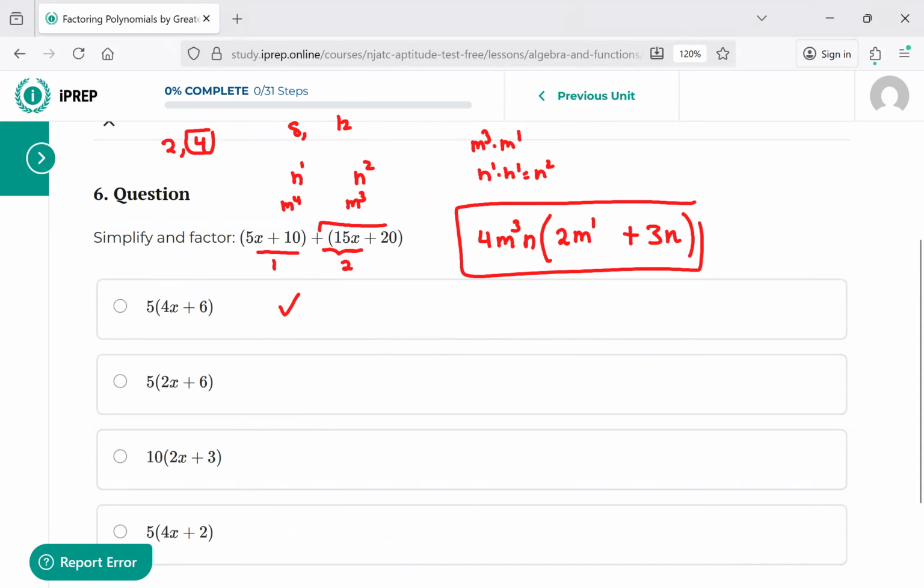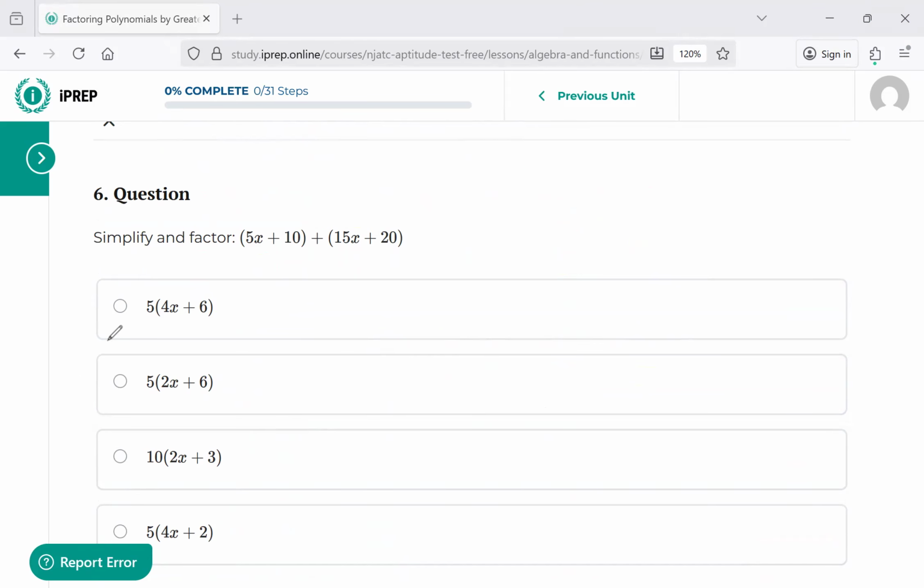Okay, question 6. This one's a little bit different. Simplify and factor. So this one, you kind of have to simplify first before you factor. So let's simplify, or collect like terms. Don't worry about the parentheses. You could just rewrite it without the parentheses. It's the minus that you really have to worry about, but because this is a plus, you don't really have to worry about it.